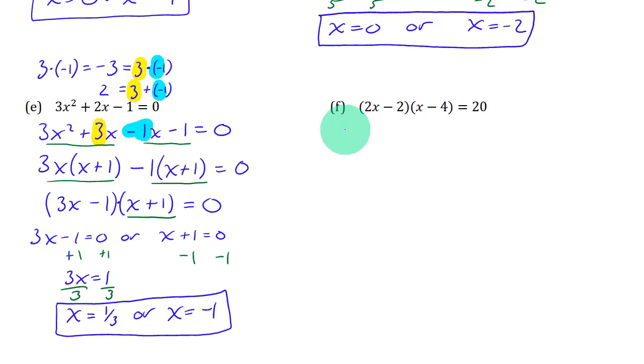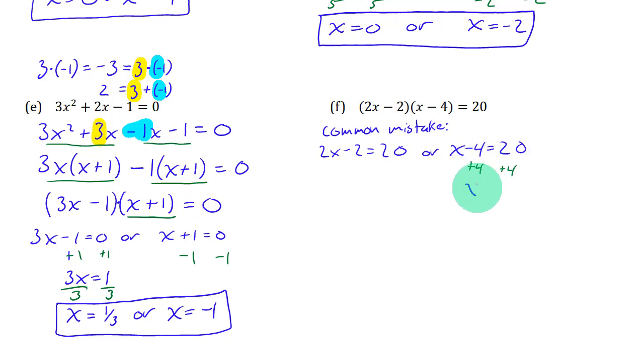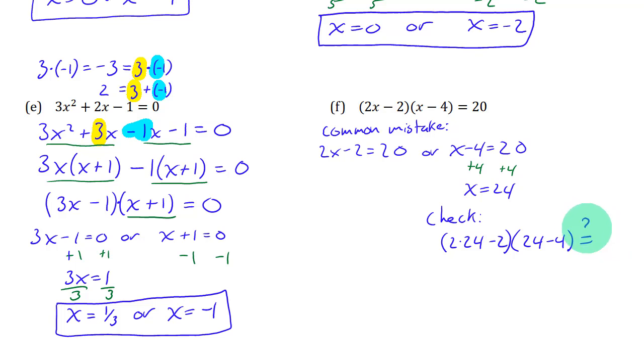Okay, with this one, let's think. A common mistake here is to say this means either 2x minus 2 is 20 or x minus 4 is 20, because you have it factored on the left side and then there's a 20 over there. But let's see, I'm just going to go ahead and solve this. If I add the 4 to both sides here, you'll get x is 24. All right, so let's just say you want to check this. If you plug this in, you're going to get 2 times 24 minus 2 times 24 minus 4, is that equal to 20?